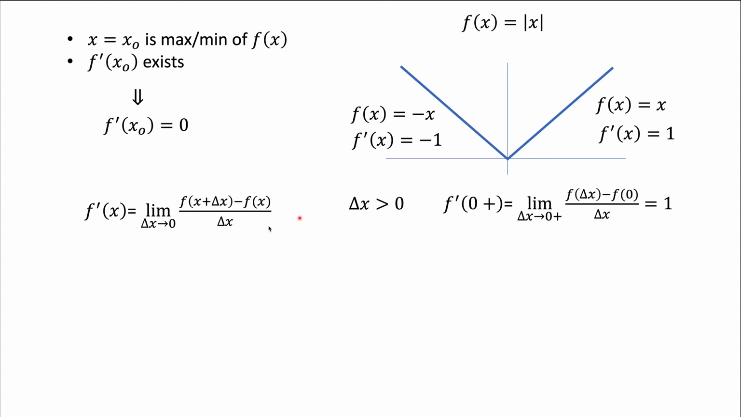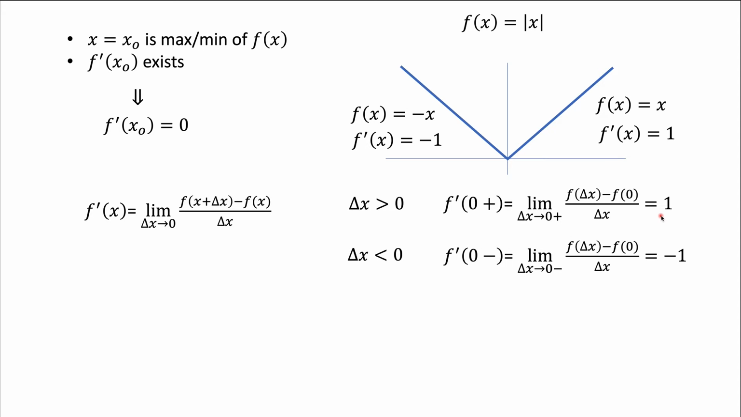First case, let's take delta x greater than 0. We say it's going to 0, but it's always positive. So the derivative at point 0, we say 0 plus means from the positive side, would be f of delta x minus f of 0 divided by delta x. Well, f of x here is x, so f of delta x is just delta x, and f of 0 is 0. So we get delta x over delta x, we get 1.